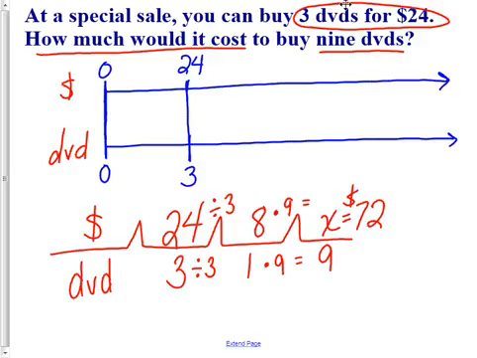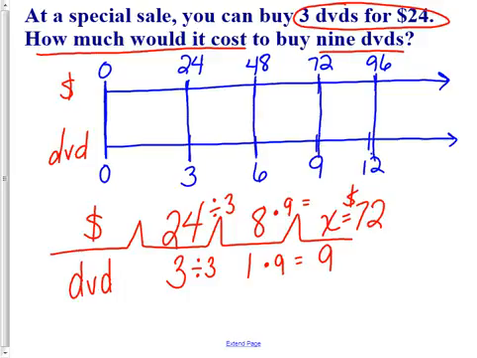So on my number lines, on the bottom one, I'm going to be counting by 3s. So 3 DVDs, 6 DVDs, 9 DVDs, 12 DVDs, and I could go as far as I wanted to. On the top, I'm counting by 24s. So 24, 48, 72, 96, and again, I could keep going on as far as I wanted to. But look at that then. It shows my relationships. For 3 DVDs, it's $24. 6 DVDs cost $48. 9 DVDs cost $72. 12 DVDs cost $96. So the question was how much for 9 DVDs?